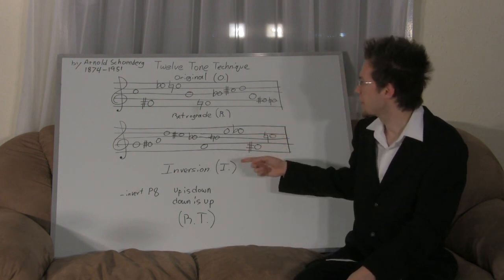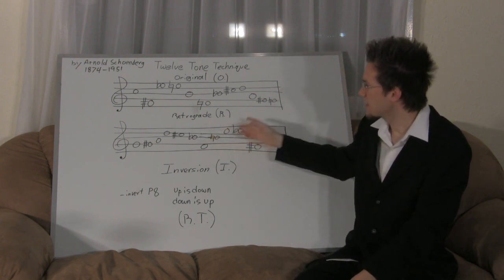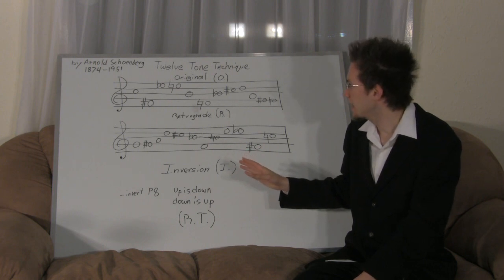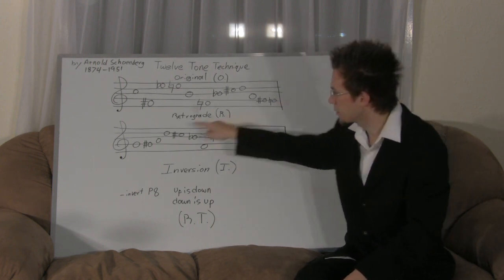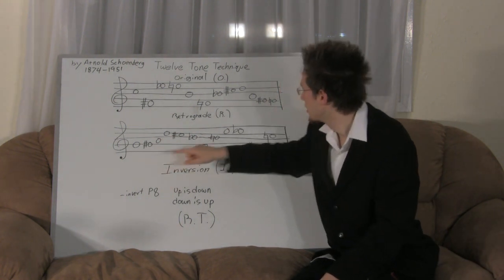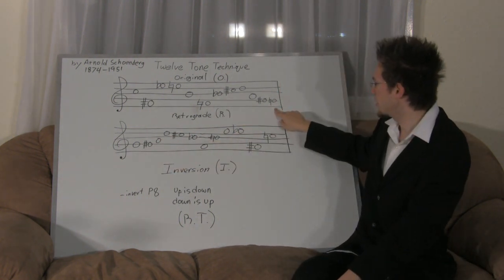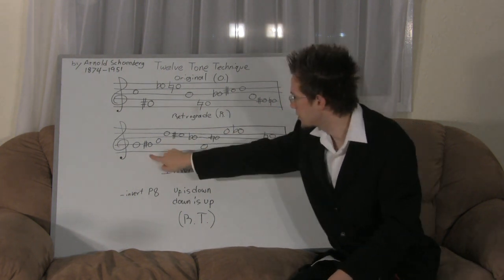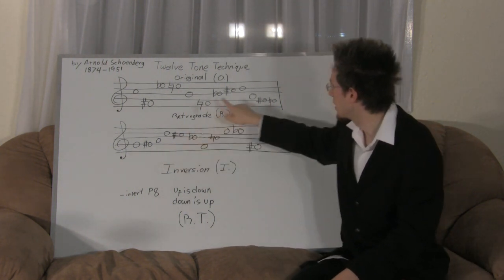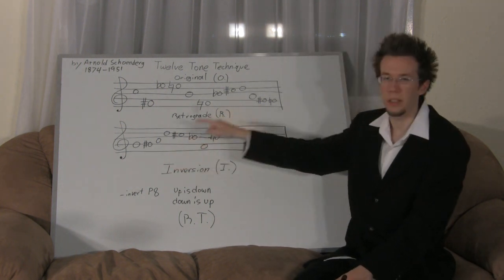Okay, next up, retrograde. All this is doing is it takes the last note in the original and puts it at the front in retrograde. So notice how my last note is a G. So over here now it's a G. This is a G sharp, so now I have a G sharp here. This is an A, so that's an A. This is a D, so that's a D. You get the picture, right?